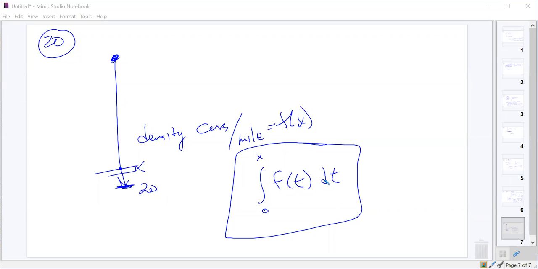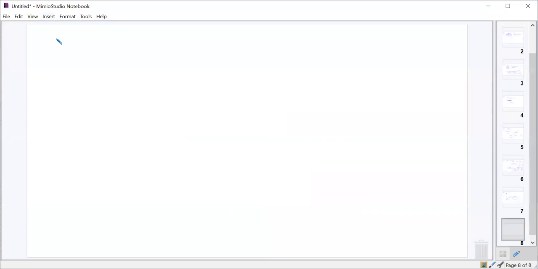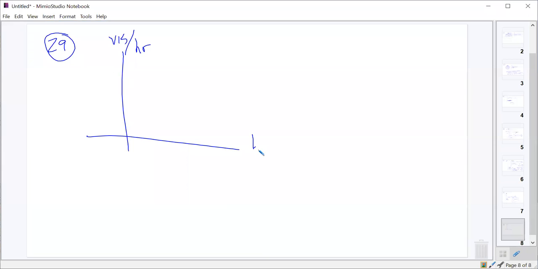All right, we've done 21, we've done 22. Next one is 29. Okay. 29, they give us a little chart here. We want to know when did the 200th visitor go up to the site, and we're given a rate chart. It's visitors per hour, and this is number of hours. And so the chart kind of looks something like this. And we want to know when the 200th visitor got to the site.